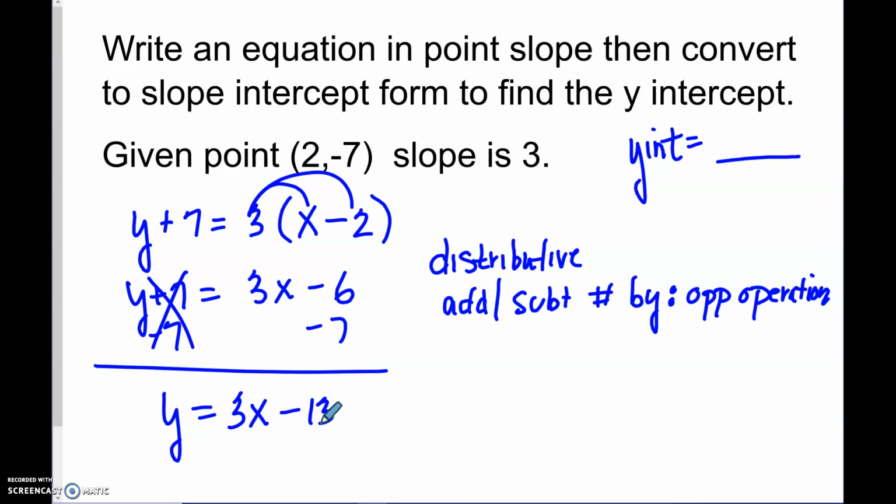All right, the final question they want us to answer is, what is the y-intercept? The y-intercept is a negative 13. We just pull it right off from this equation in y-intercept form, and we can read that off that it is a negative 13.